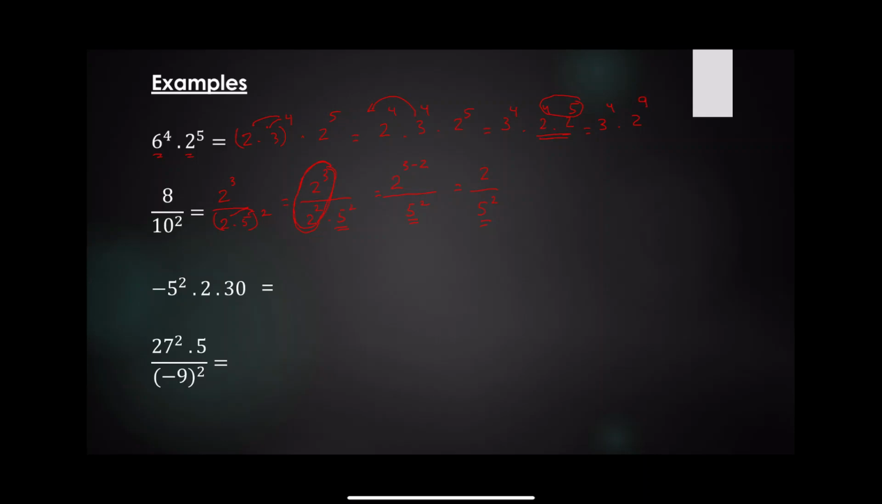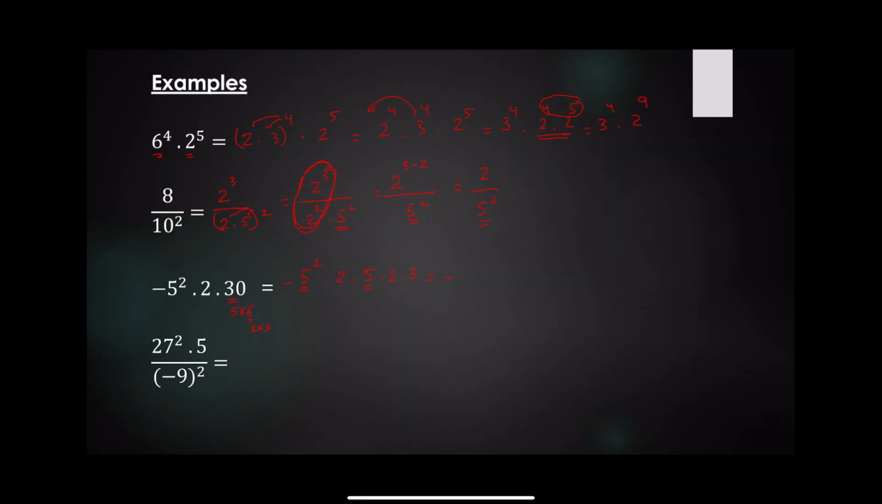What about negative 5 to the power 2 times 2 times 30? We know that 30 can be written as what? 5 times 6. But again, the 6 can be written as 2 times 3. So it's negative 5 to the power 2 times 2 times 5, and then 2 times 3. Now what's common? The negative will remain as negative. 5 to the power 2 and 5.